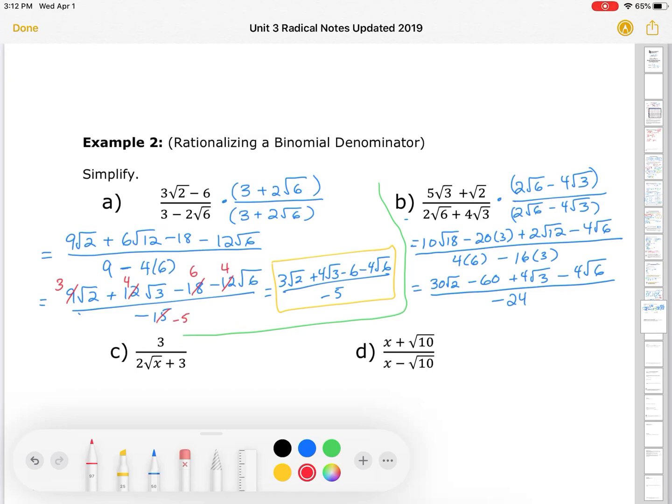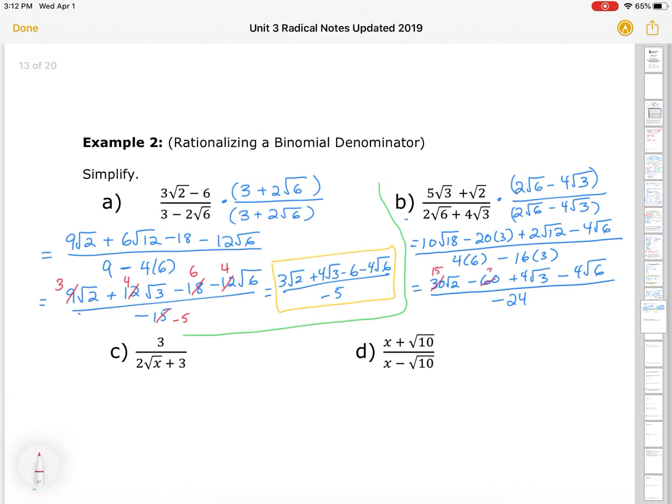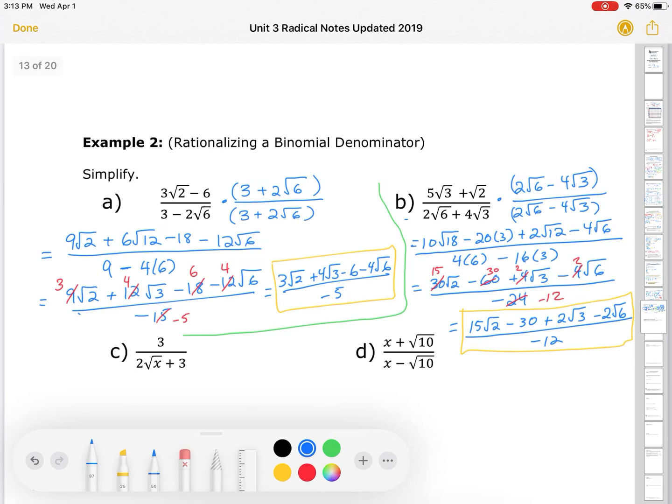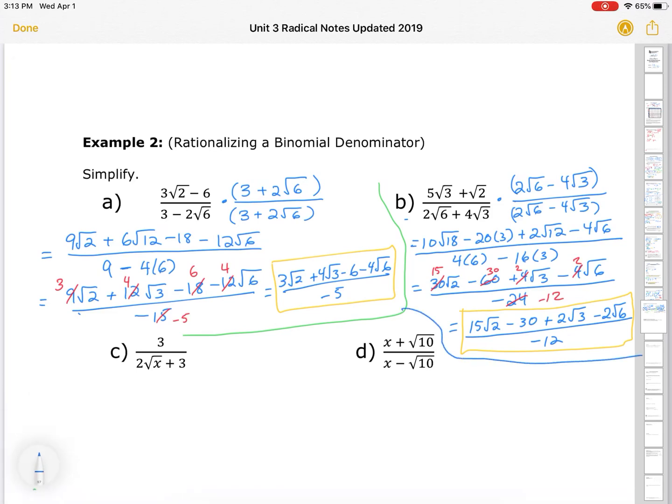Again, I look for my common factors. They will come up. And I can divide out 2 from all of these. So this will be 15, this will be 30, this will be 2, this will be 2, and this will be negative 12. So we have 15 root 2 minus 30 plus 2 root 3 minus 2 root 6, all over negative 12. And let's put a box around it so we know that's our answer.